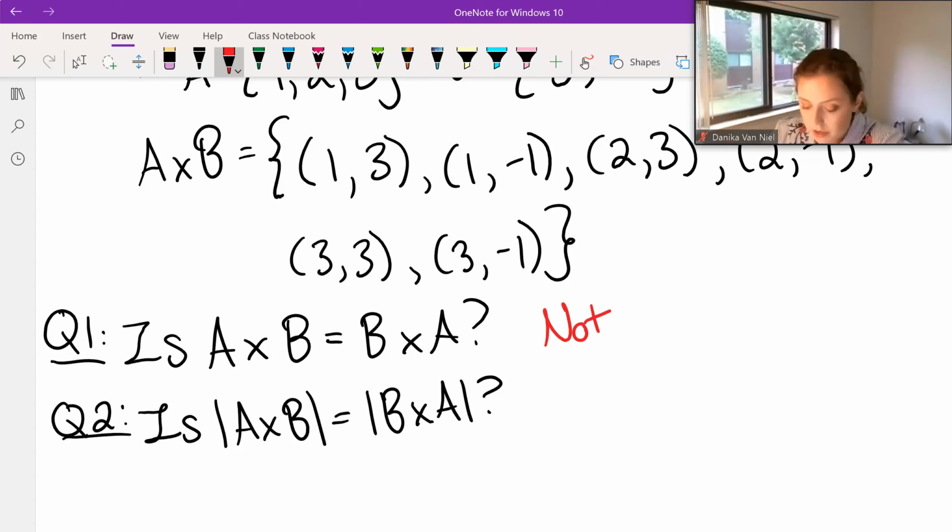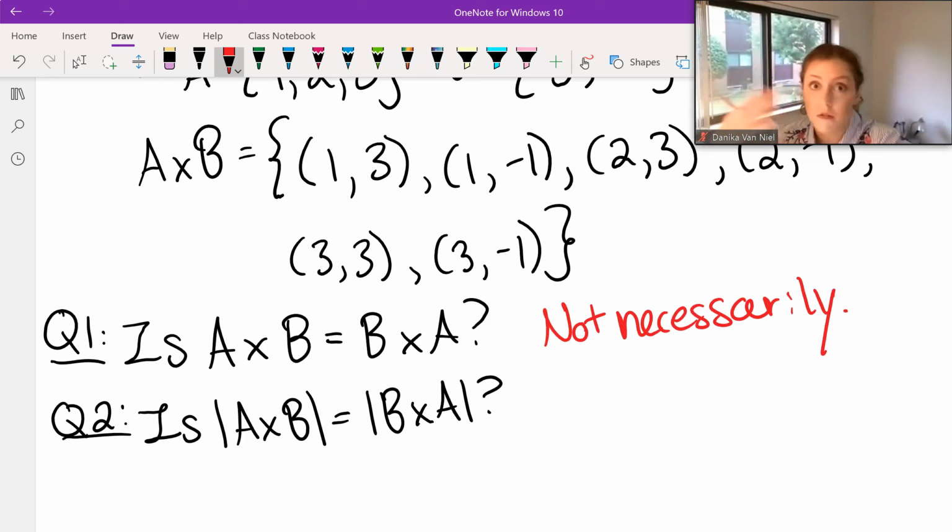So not necessarily, meaning for general sets A and B. Okay, so for our example, that's one where those sets are not equal. A cross B is not the same as B cross A. But if A equaled B, then yeah, the sets would be the same. Kind of like our first example, where it was R cross R. R cross R is the same as R cross R.